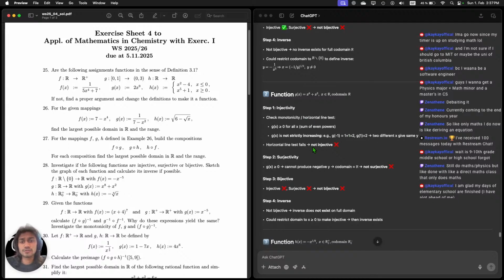Horizontal line test. You idiot. You could have told me that. Surjectivity: cannot produce negative y in the codomain. That's not how I did it. Not even close.